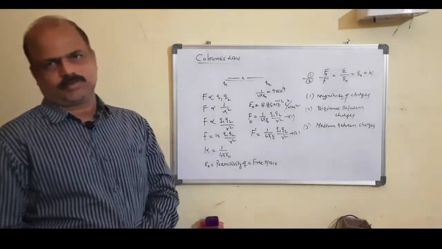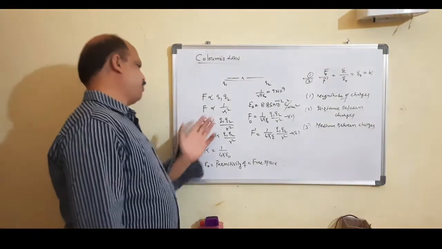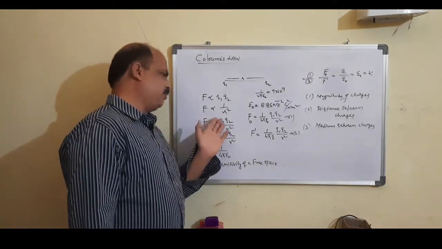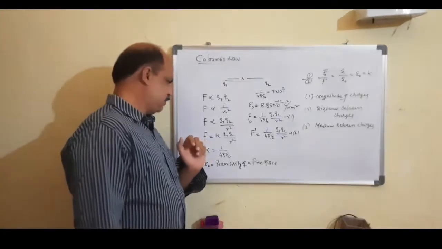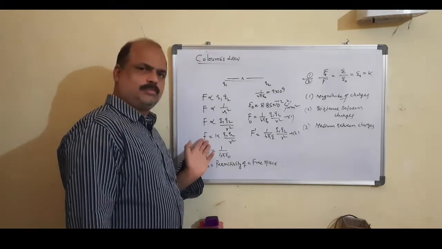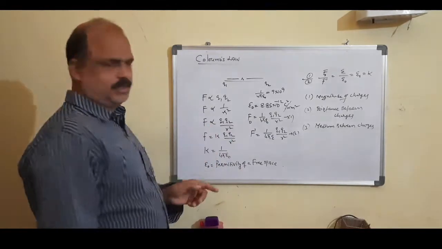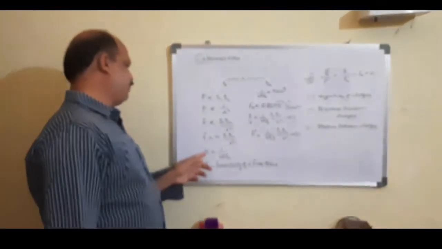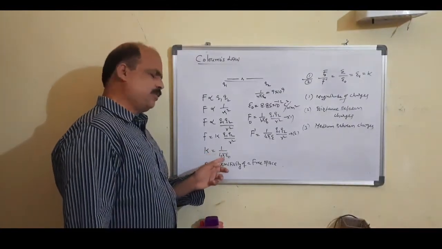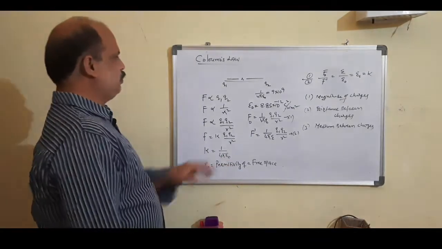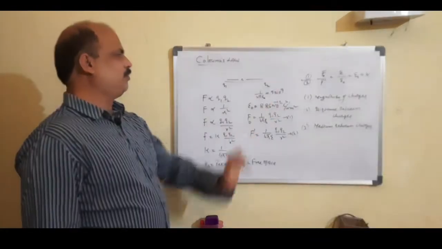This is nothing but the inverse square law. By removing the proportionality, we write F proportional to Q1 Q2 by R square. So F is equal to K into Q1 Q2 by R square. Proportionality is removed. What is the value of K here? K is equal to 1 by 4 pi epsilon naught. K is a constant whose value is equal to how much? 9 into 10 to the power of 9.